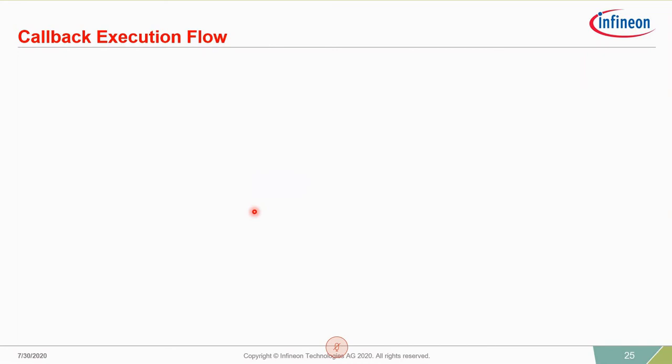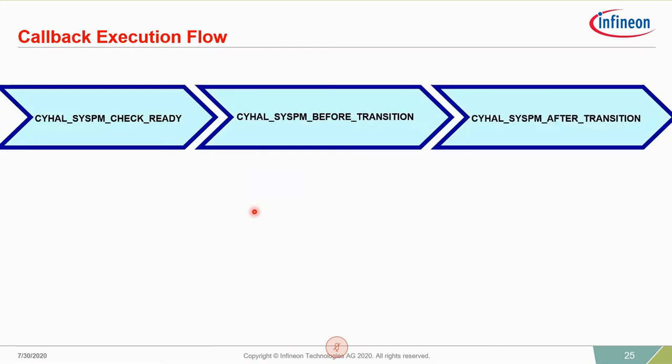Now moving on to the callback execution flow. Like I said, callback functions will be called multiple times during the transition process. And during each of these stages, the mode will be set to these enumeration values. In the check ready stage, it will be set to CY_HAL_SYSPM_CHECK_READY, and then the before transition, and then when the device wakes up, the mode is set to after transition. And we can check for the mode value to figure out which stage the device is in.